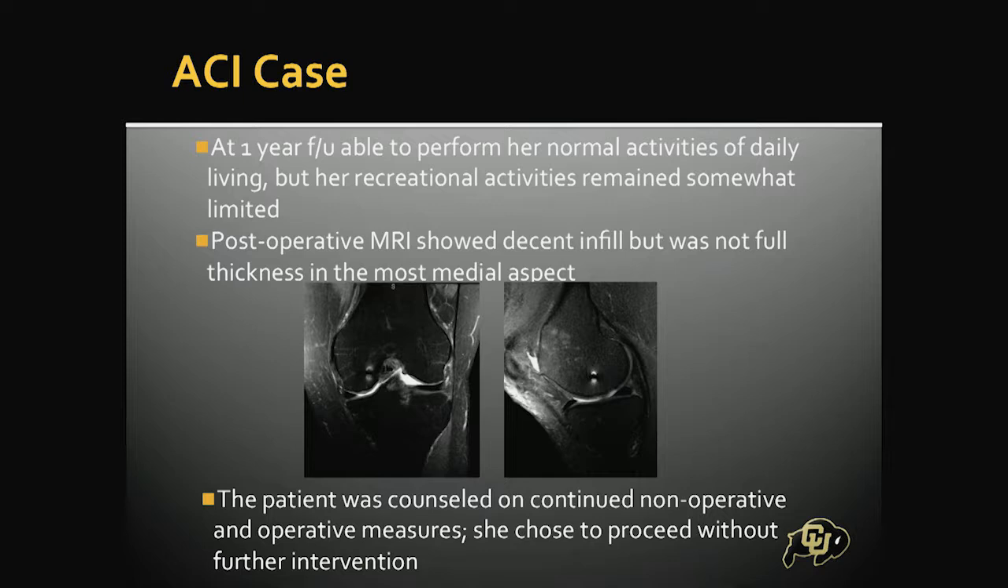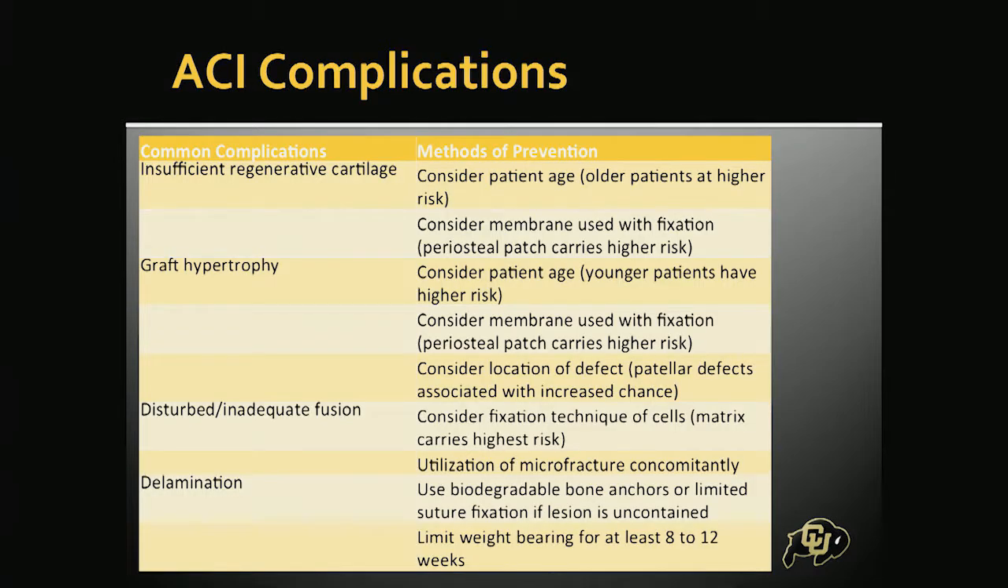And she did pretty well at 1 year out. She could do all of her activities of daily living. However, some of her higher impact activities like running and soccer, she still remained a little bit symptomatic. We got a postoperative MRI at this point, which now showed that she did have decent infill, but it wasn't full thickness, especially on the most medial aspect. So again, we counseled her on operative and non-operative options, and she chose to not proceed with any further surgical intervention at this time.